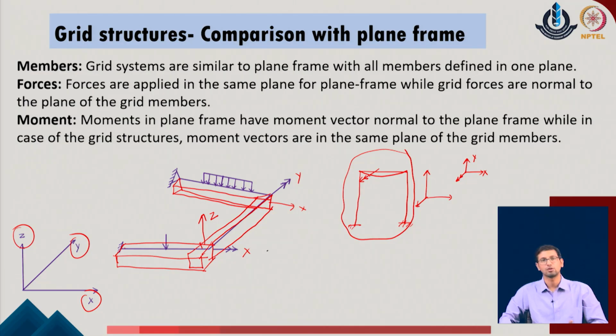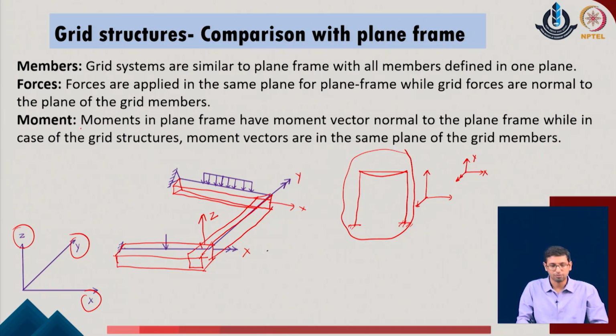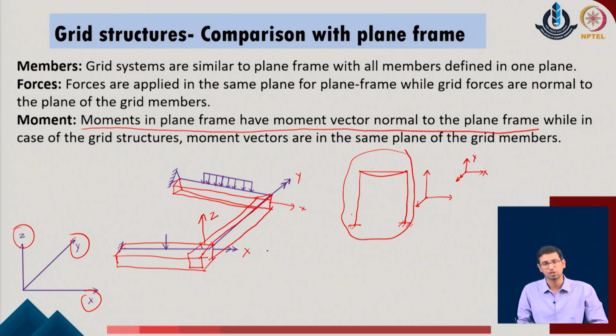Normal to that we have the moment vector. So, when we come to the grid system, this is what we do with the plane frames: the moment in the plane frame has the moment vector normal to the plane of the frame. That means if this is the xy plane of the frame members, the moment vector will be in the direction of z in the given system, and that is very natural. If you have your member like this, it will bend in this manner. So, this is about the axis z, which is the bending taking place in the given system.